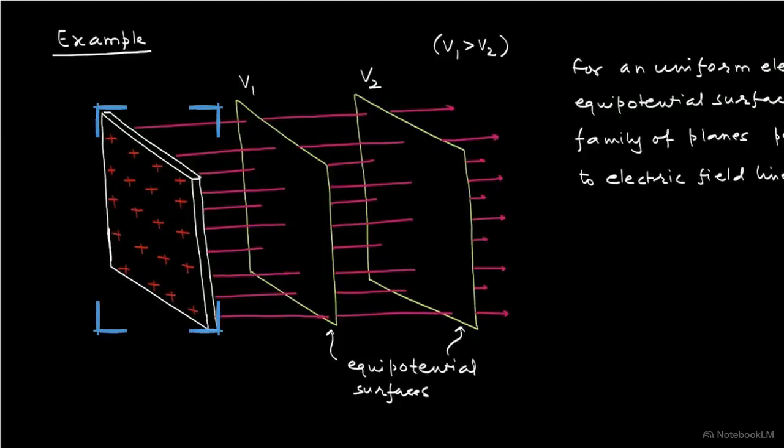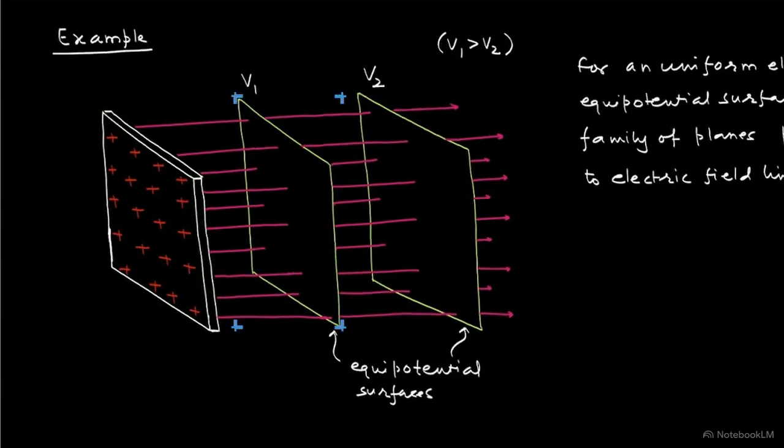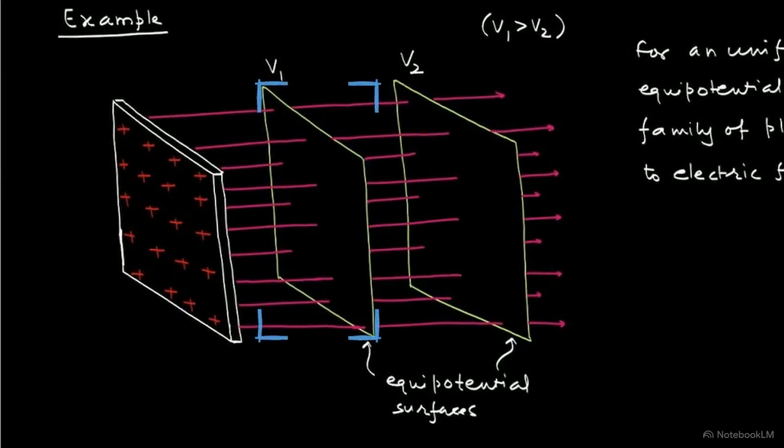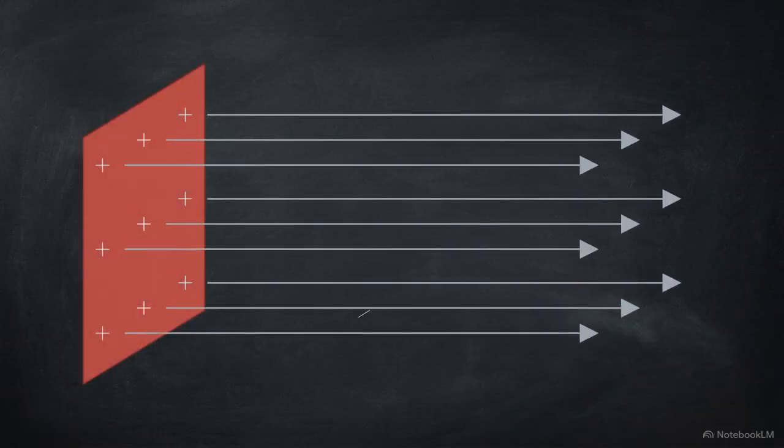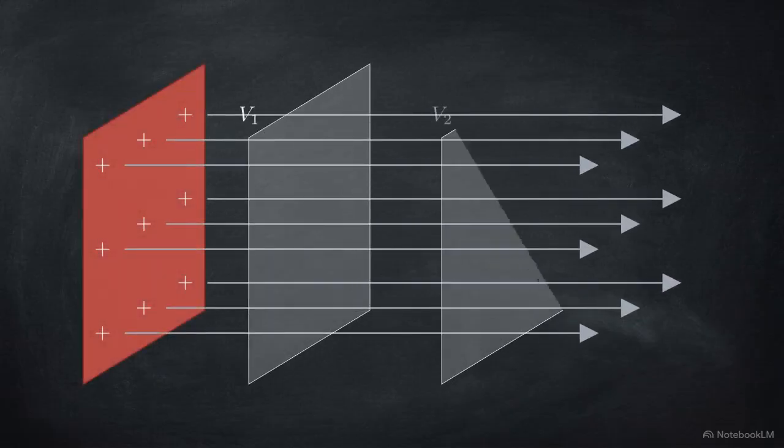The electric field generated by this plate is a uniform field, featuring parallel, straight vectors moving to the right. A family of flat planes slices vertically through these field lines. In a uniform field, points equidistant from the source form perfectly flat, parallel planes.